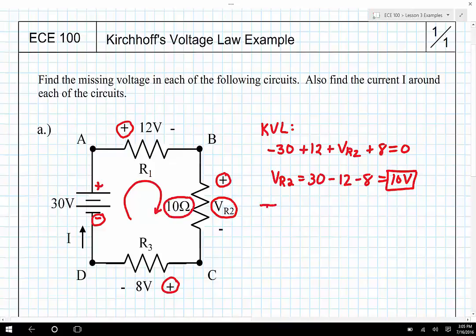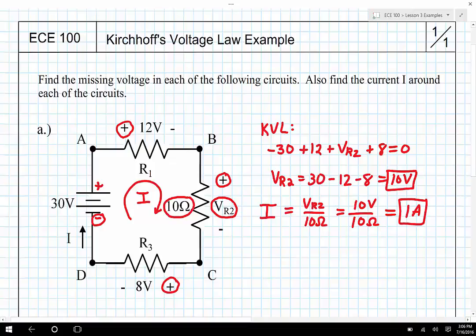So the current, which has to be the same around the entire circuit, is flowing around the entire circuit because there's no other place that the current could go. I is equal to V sub R2 divided by 10 ohms. And we just found that V sub R2 is 10 volts. So this is 10 volts divided by 10 ohms, and this will yield 1 amp.